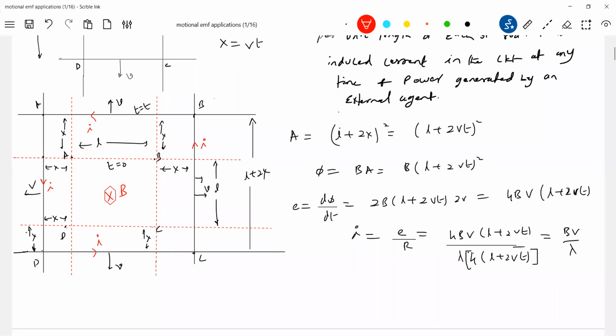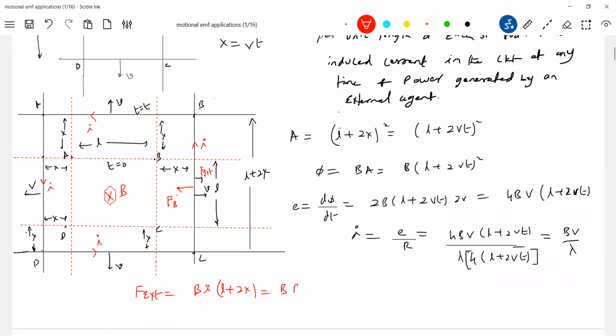Then how should I apply the BL force? The BL force will be acting in this direction, and the external force must be applied in the opposite direction. So what is F external equal to? F external should be equal to BIL plus 2x.